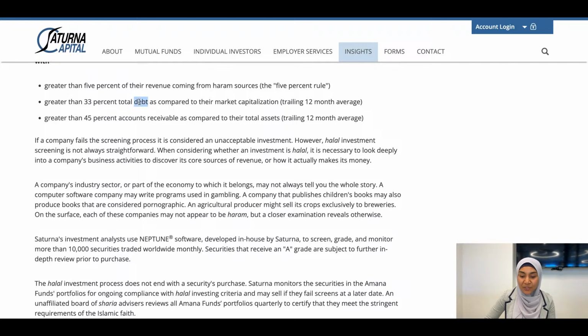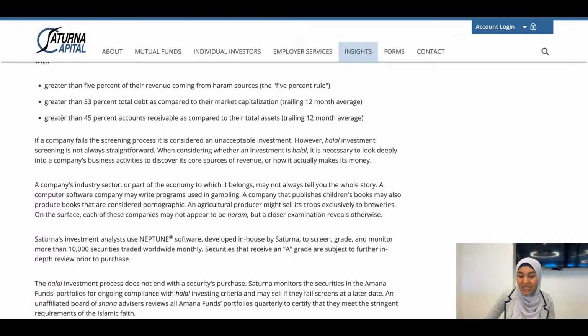So the next aspect is, we talked about debt. It can't have more than 33% debt when it comes to its whole value. So that's really, really important. Again, that means you have to be able to read the company profile and find out its market capitalization, which is essentially all the shares added together, the value, and its debt is at less than 33%.